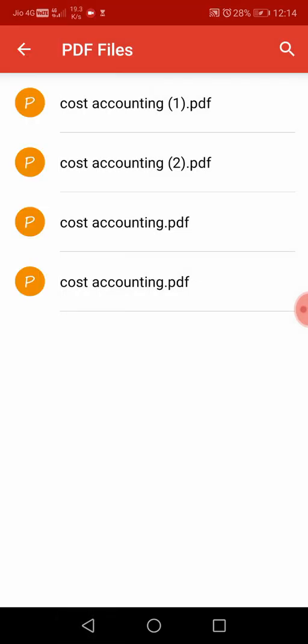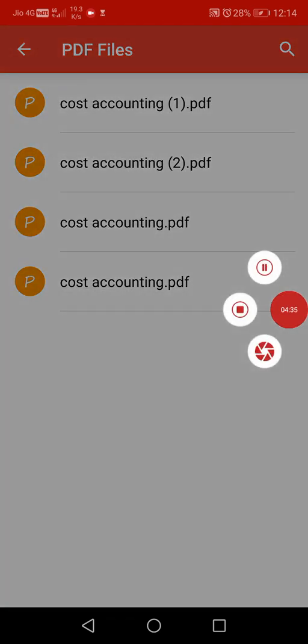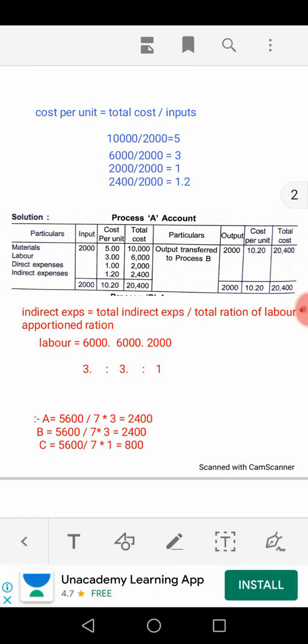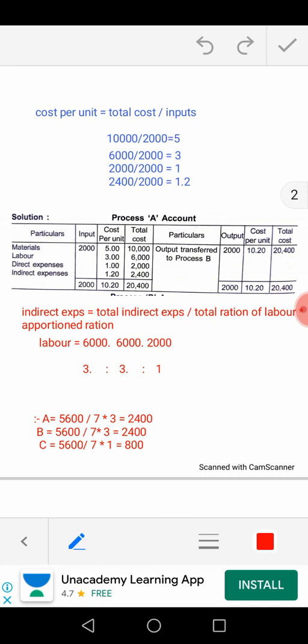6,000, 6,000 and 2,000, you have to make the ratio like that. How to calculate? Common zeros are cancelled: 30, 30, 10... 3, 3 and 1. Ratio is 3:3:1.